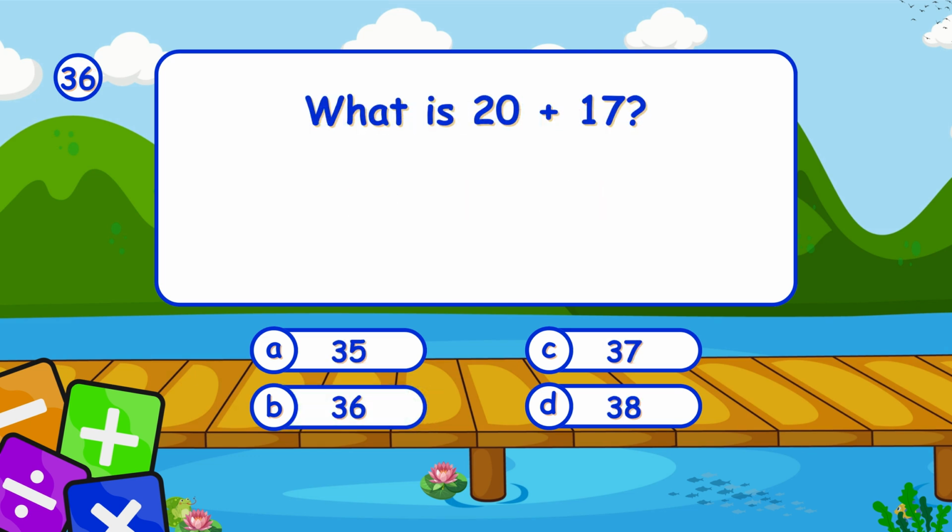What is 20 plus 17? It's C, 37. Adding 20 and 17 gives 37.